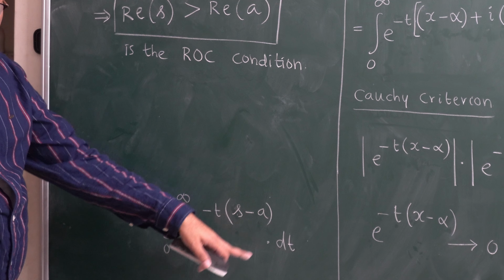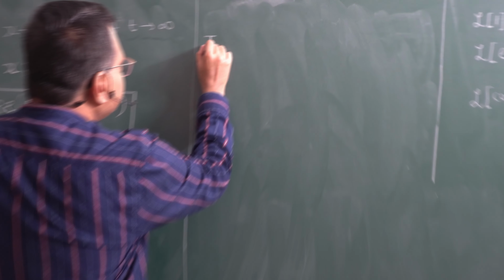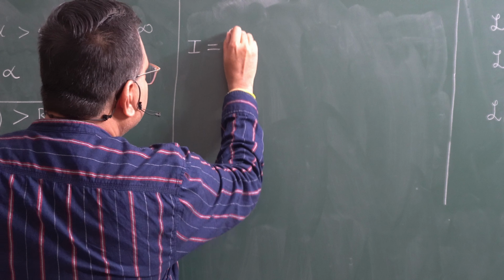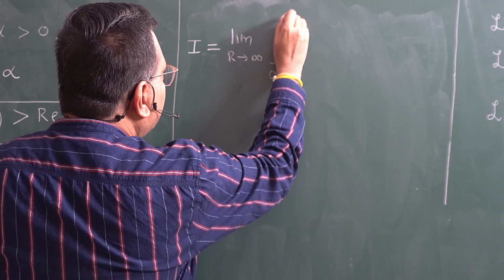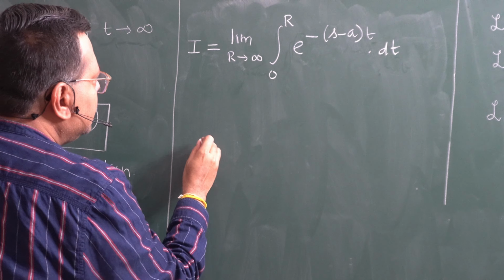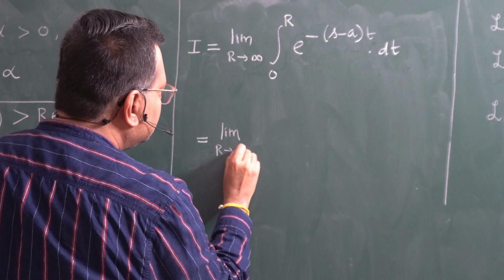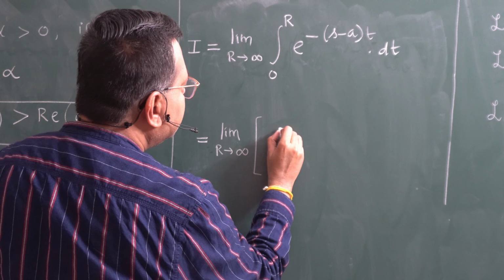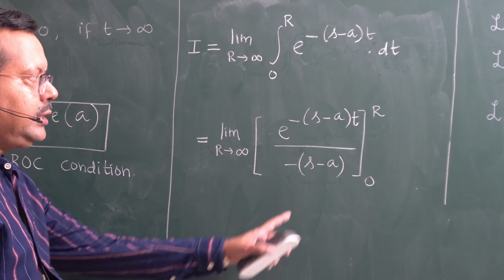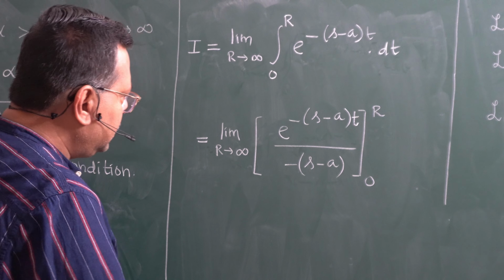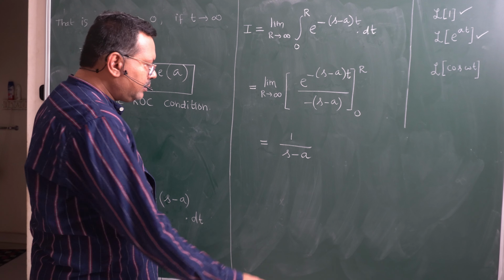Okay, so let us therefore evaluate the integral I here. So now we can continue this I here. The integral is of course easy to evaluate. The integral is equal to, in the limit of r tends to infinity, an integral from 0 to r of e to the power of minus (s minus a)t, which is nothing but, let us do the integration, e to the power of minus (s minus a)t over minus (s minus a), from 0 to r. So you can substitute t equal to r and t equal to 0, giving 1 divided by s minus a. So therefore our conclusion is this.